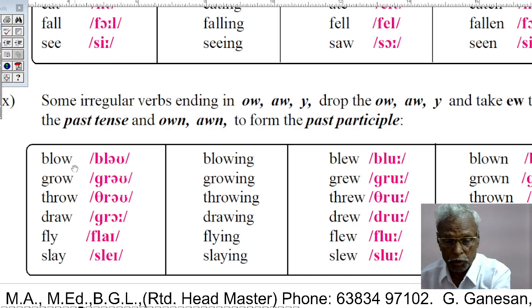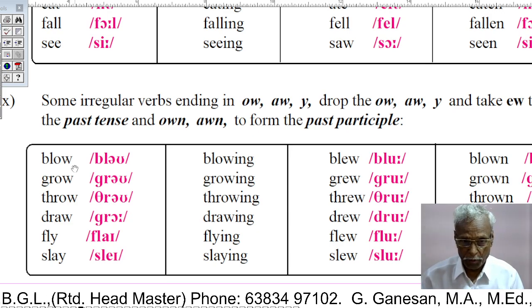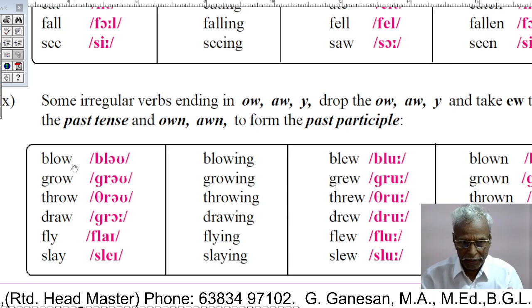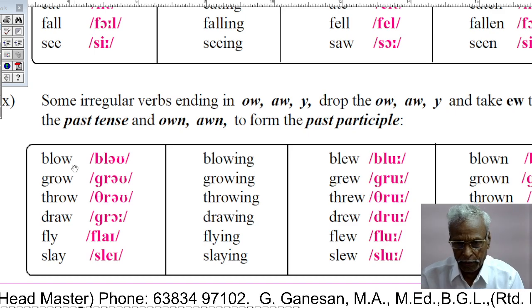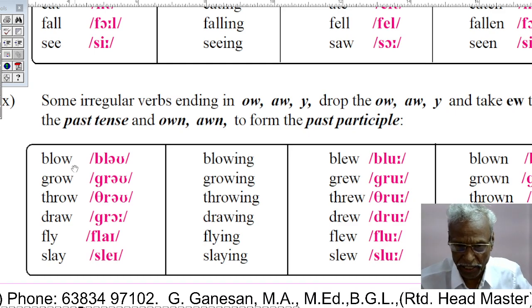The word slay: regarding the formation of the past tense, it follows the rules as said above. Slay, they drop the AY and take EW: slew. But the past participle is entirely different: slain.